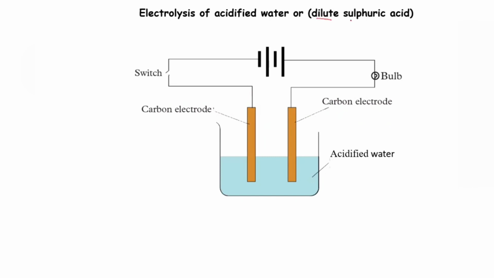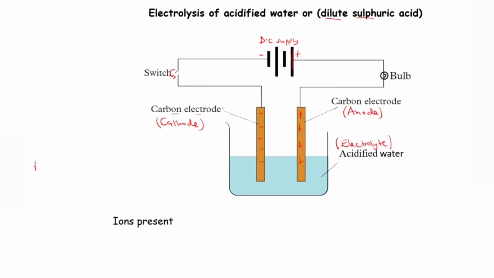Now, we'll set up our apparatus as usual. Wherever we connect the positive terminal to, we'll call the anode, and wherever we connect the negative terminal to, we'll call the cathode. Take note of it. You can see here that I'm using a graphite electrode. If you use a platinum electrode, we'll still have the same result because both of them are inert. So a graphite electrode and a platinum electrode will give us the same result for the electrolysis of acidified water.